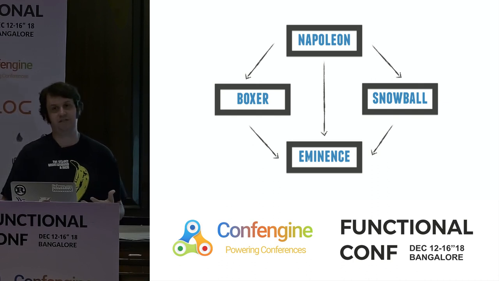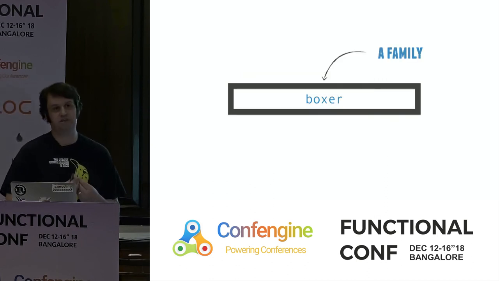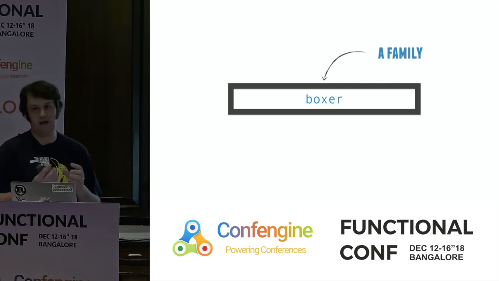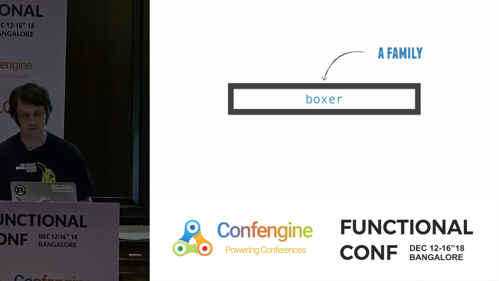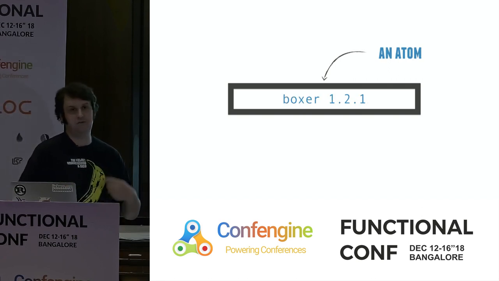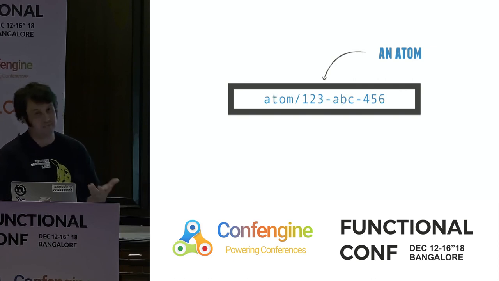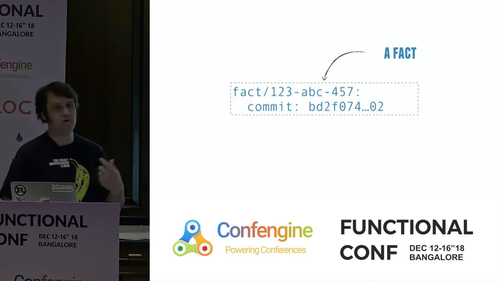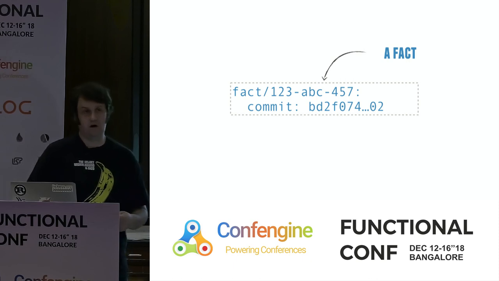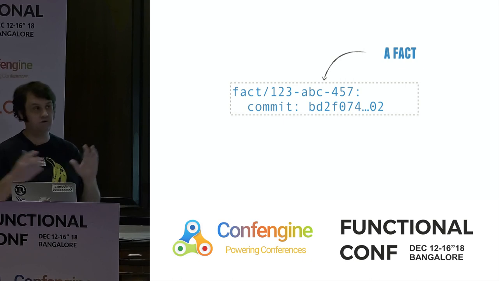So what does a fact-based system around recording information about these dependencies look like? So we have this idea of a family or an identity, something that we're describing. So Boxer is a dependency or a set of versions that we want to talk about. So they have IDs, and then there's a specific instance of that. So a specific distributable, or a specific thing that I can install and run of Boxer, and it's called an atom. Atoms have an ID. And then we want to start storing facts about those atoms. So a fact might be about a build, might be it includes this commit ID, or it might include these 50 commits.